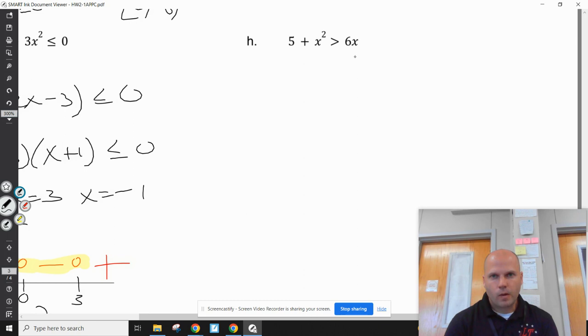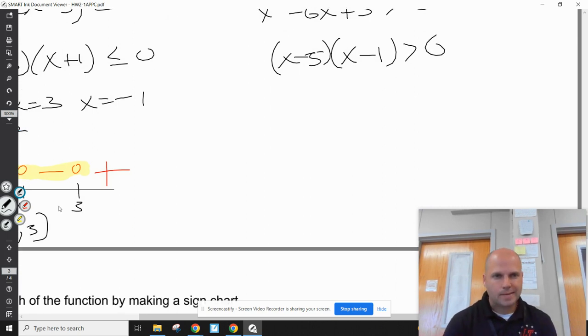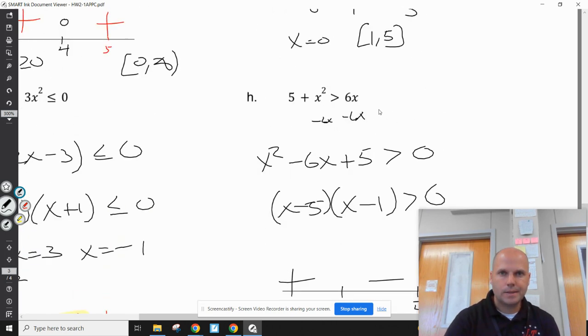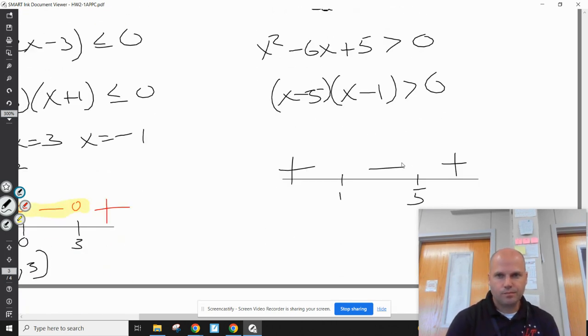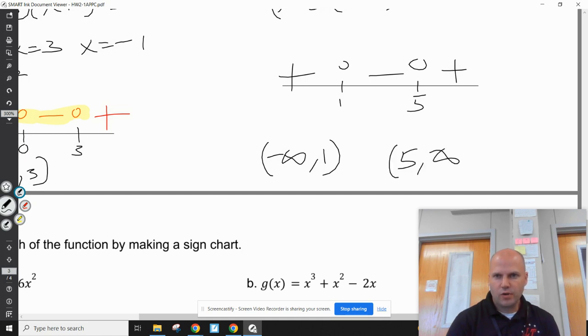Don't be scared. Get everything on one side. We like stuff greater than or equal to 0. That's where we can use the whole positive and negative deal. In nice order, that's x minus 5, x minus 1. Positive, negative, positive. Greater than 0. That's x is less than 1, and x is bigger than 5, not included.